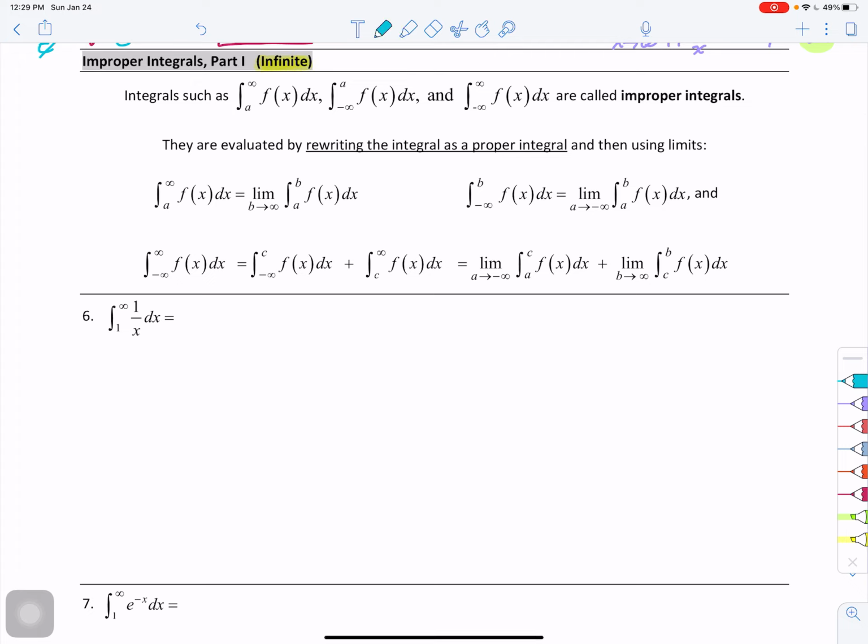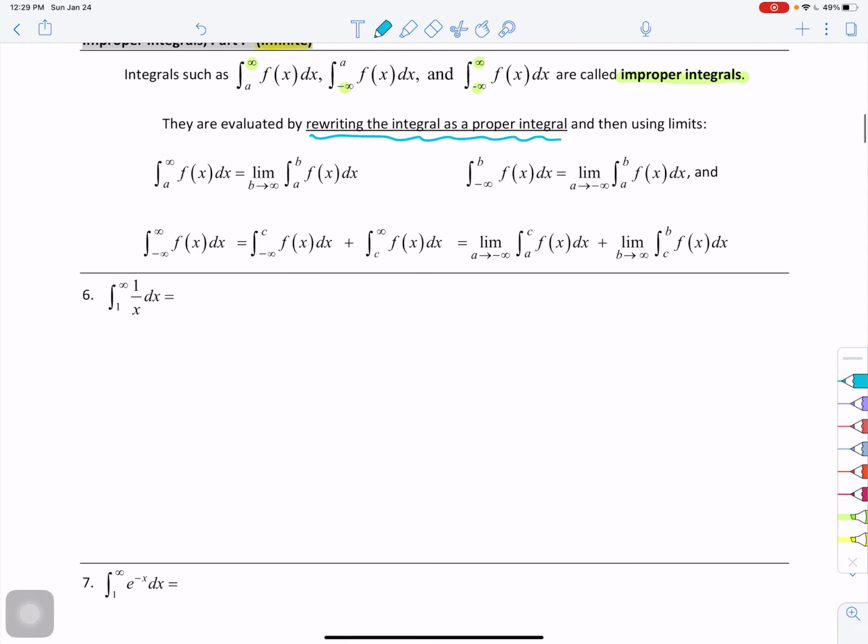And how do you identify those? Well, we have infinity or negative infinity as one of our limits of integration. Sometimes we have both of those as our limits of integration. And we call these improper integrals. So we will evaluate these by rewriting the integral as a proper integral, and then we'll be using limits.